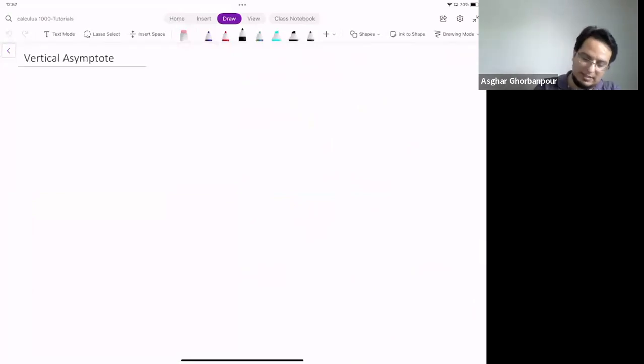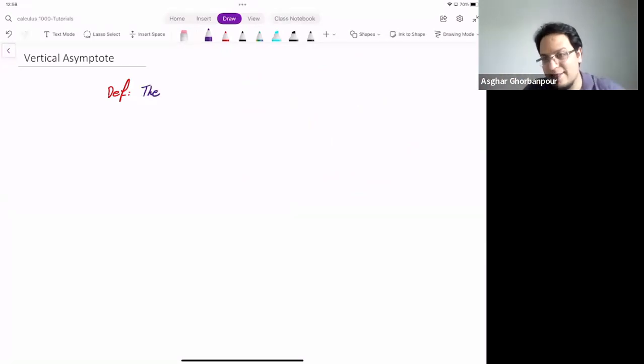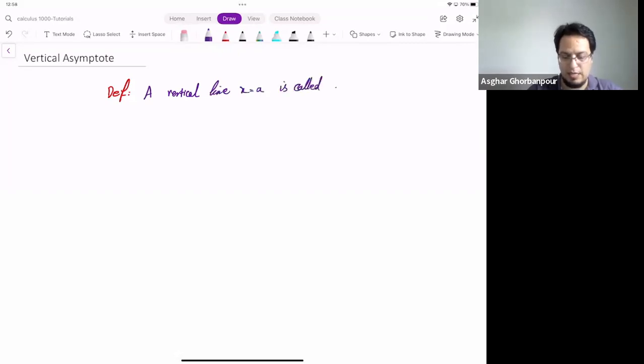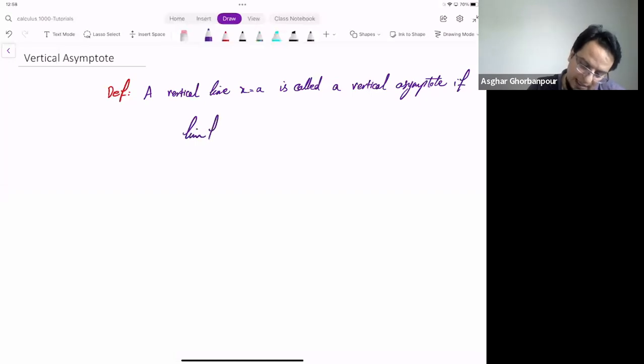Vertical asymptote. Well, now that we know the infinite limit, we can define what is called a vertical asymptote. The vertical asymptote is a vertical line, as the name says. Remember, the equation for a vertical line is x equal to a number. A vertical line x equal to a is called a vertical asymptote if, when we find the limit of the function as x approaches a, it is plus infinity or minus infinity.